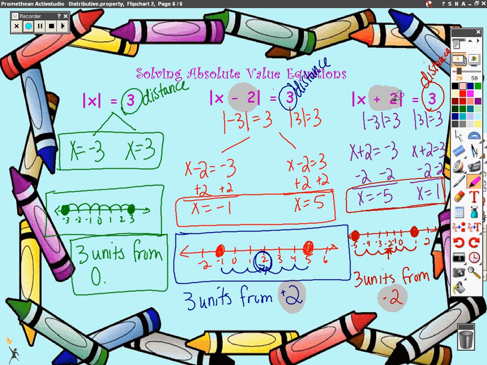Why is it opposite? Because my general equation for absolute value is x minus the center number, or you could say middle, is equal to the distance. And the reason we have a negative 2 down here and a positive 2 down here is because of the minus sign. The minus sign always gives you the opposite.